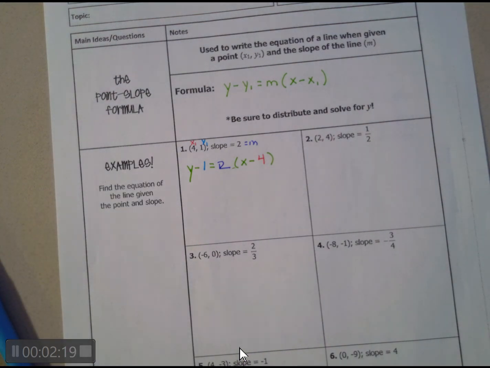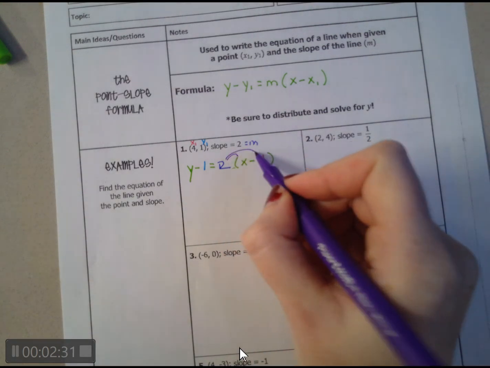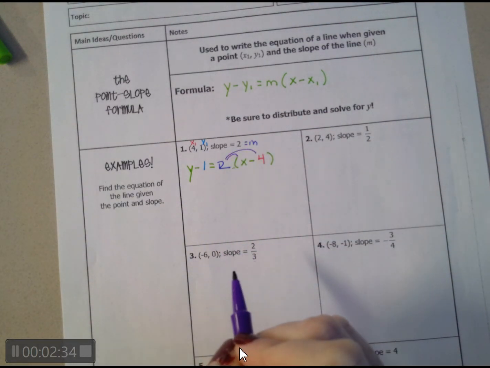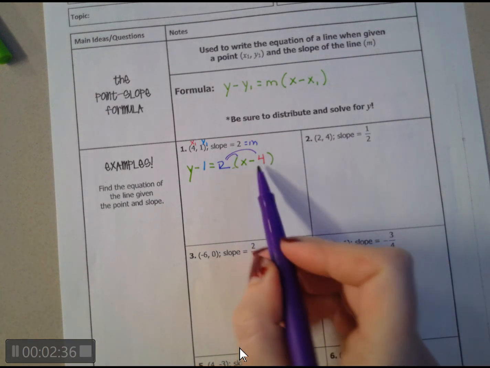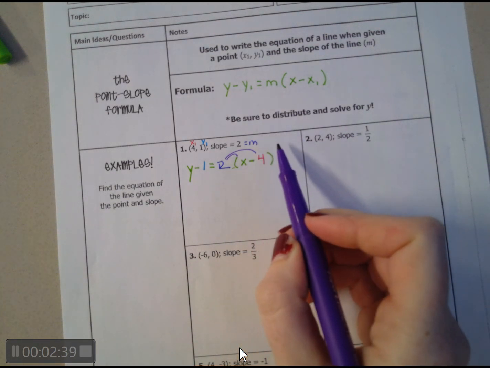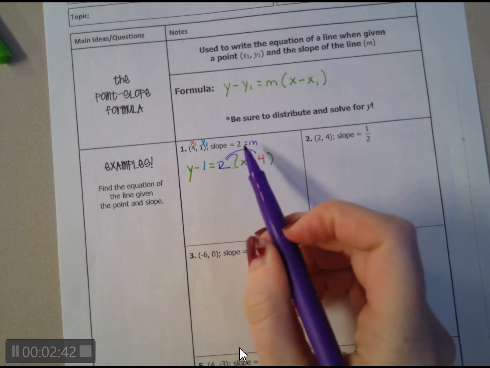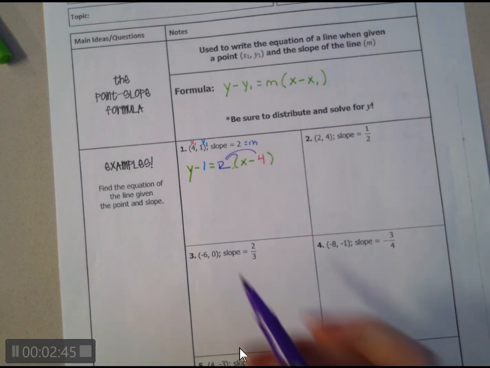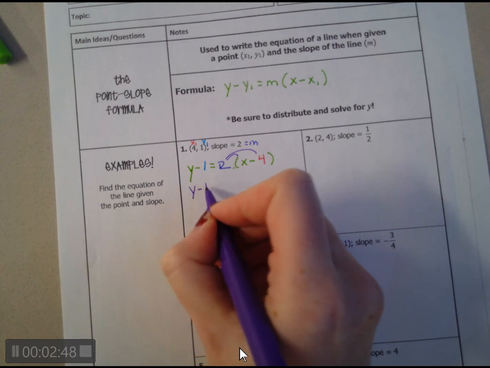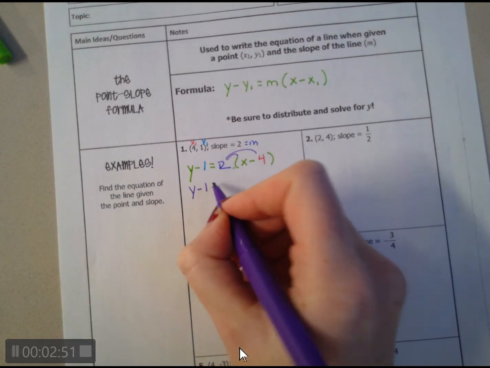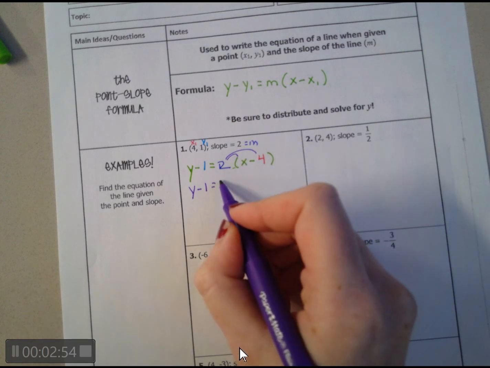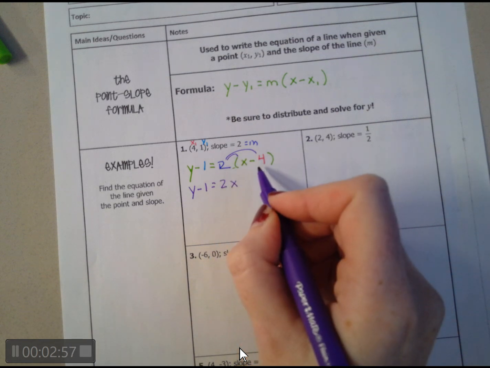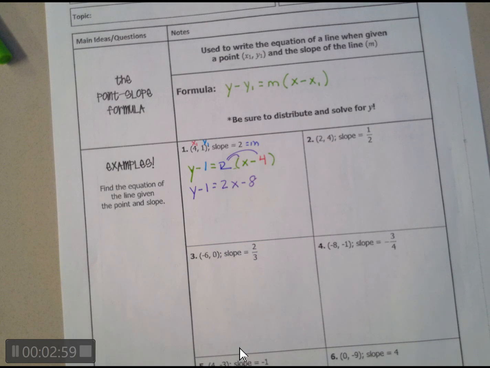All right, and so now we are just going to simplify. Okay? All right, so the very first thing we have to do is distribute our 2. Because remember, PEMDAS. There's nothing we can simplify in our parentheses. We don't have the exponents. So next is multiplication. We can multiply 2 times the x and 2 times the negative 4. So I'm just going to rewrite y minus 1 equals 2 times x will give me 2x, and then 2 times negative 4 will give me negative 8.